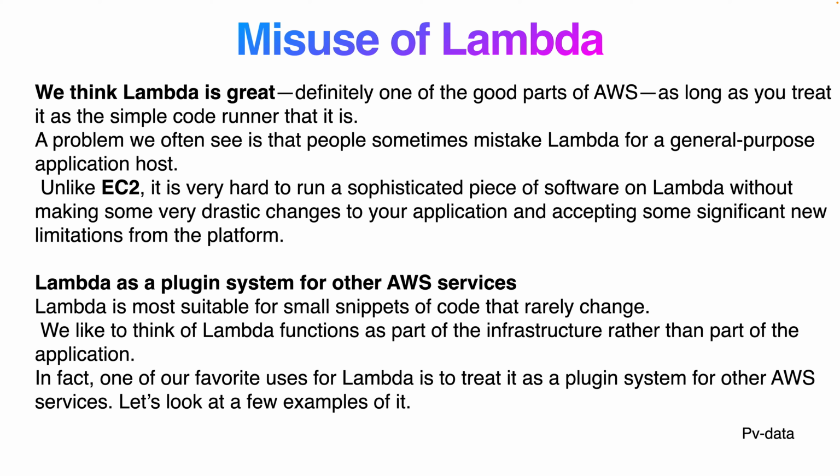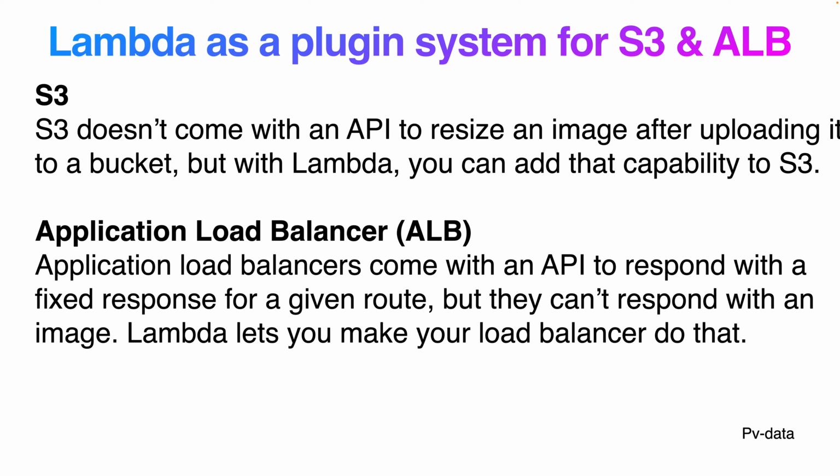So now we talk about the plugin with the AWS systems. Lambda is most suitable for small snippets of code that are rarely changed. We like to think of Lambda as a function that is part of the infrastructure rather than part of the application. In fact, one of our favorite uses for Lambda is as a plugin system for other AWS services. Let's look at a few examples. S3 does not come with an API to resize an image after uploading it to a bucket. So in S3 we cannot do image uploading and resizing, but with Lambda you can add that capability to S3.